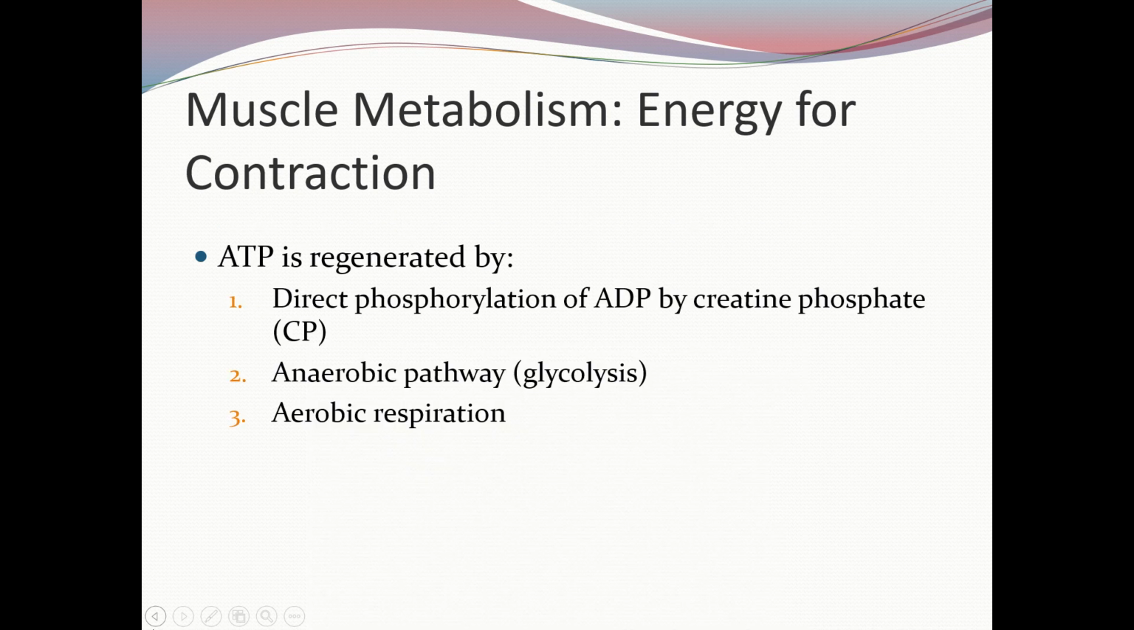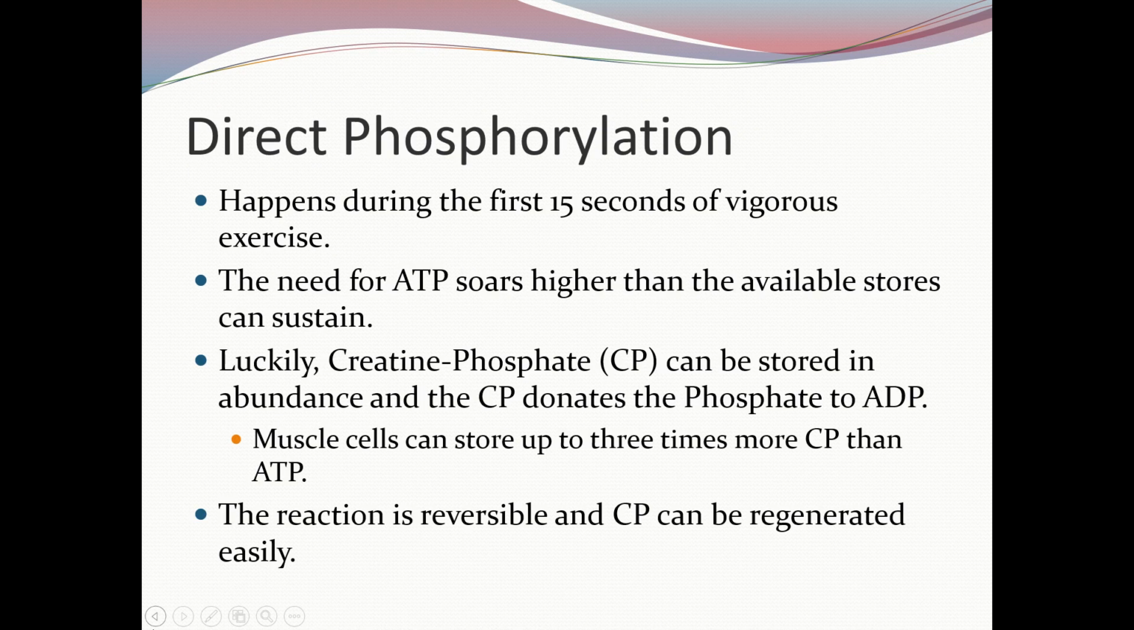Therefore, ATP has to be regenerated quickly by one of 3 methods, or all 3 are working together. So in method number 1, it's called direct phosphorylation of ADP by a molecule called creatine phosphate, abbreviated CP. The other way is anaerobic glycolysis. And then the third way is aerobic respiration, which is going to provide the most ATP. Let's look at method 1, the direct phosphorylation, first.